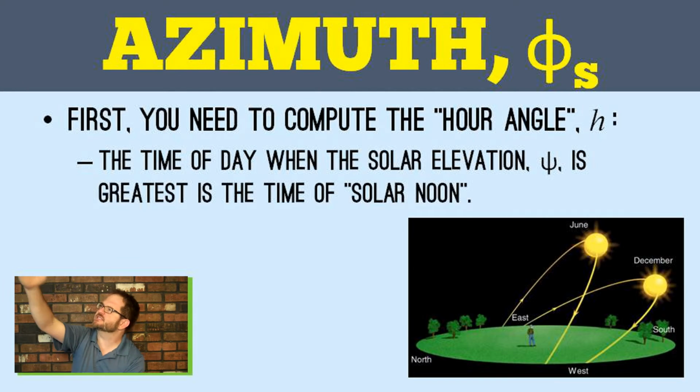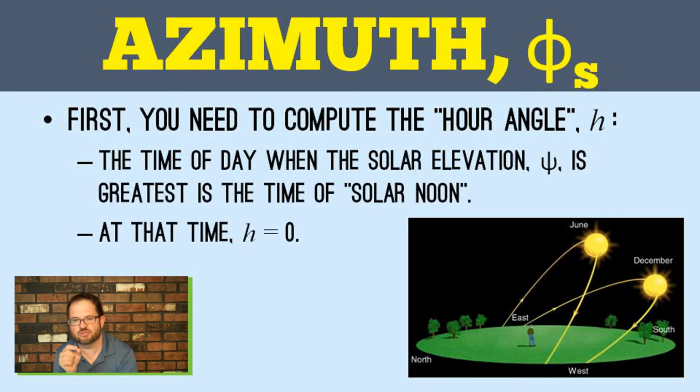Picture this path the sun follows through the sky over the course of a day. At some point it'll be at local noon, or solar noon. Solar noon is a better choice of words here. Solar noon is the time when the sun was as high in the sky as it was going to get. We're going to call that our local noon, and assign it the value h equal to 0. So our hour angle at local noon is equal to 0.